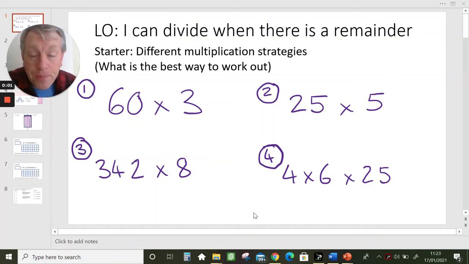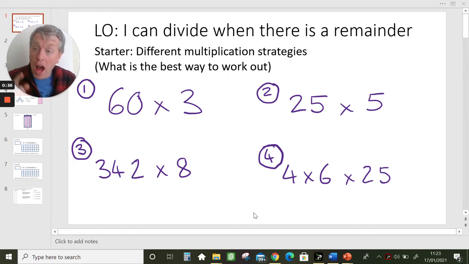Hello everybody! We're keeping on working on dividing when there's a remainder. But our starter today, I've got 4 multiplication questions written. And I'd just like you to pause the video in a minute and think, what is the best way to work out each one? It could be column multiplication, it could be something else. Pause the video, have a go at working them out.